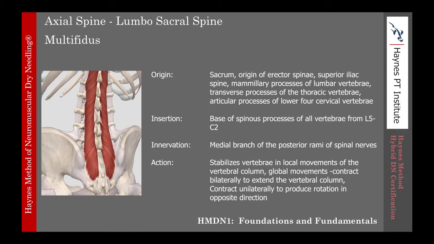Again, the site of radiofrequency ablation or medial branch blocks. Action: they stabilize the vertebra and the local movements of the vertebral column. Global movements: they contract bilaterally to extend the vertebral column, and they contract unilaterally to produce rotation in the opposite direction. Primarily, they are our deep stabilizers.